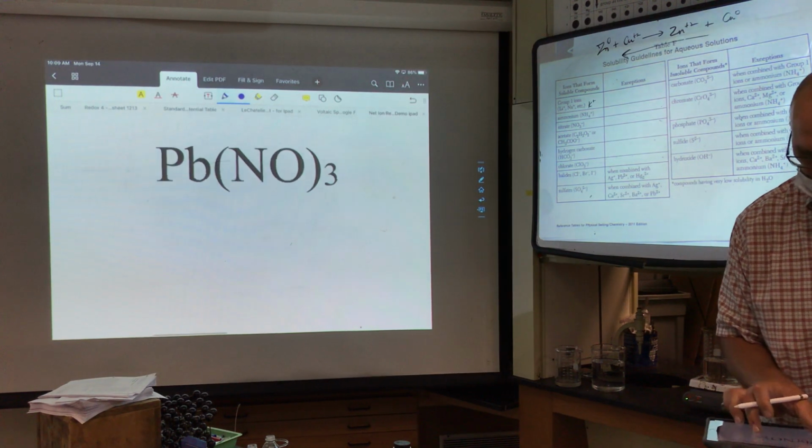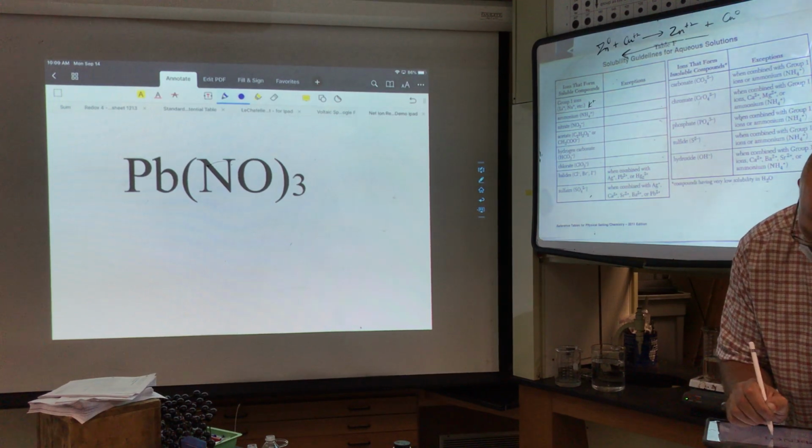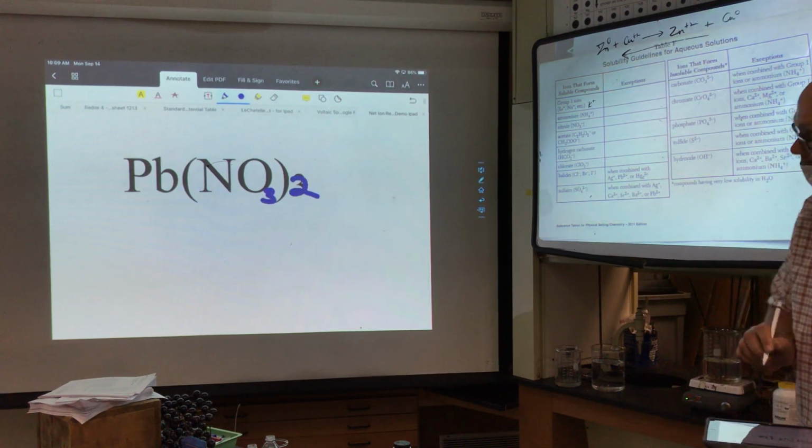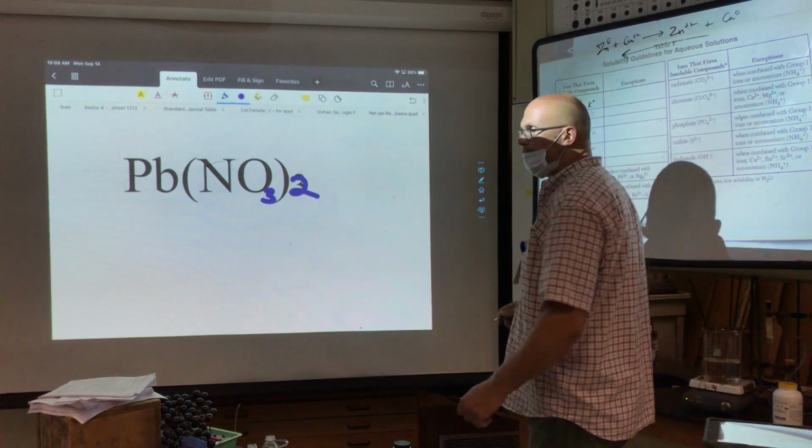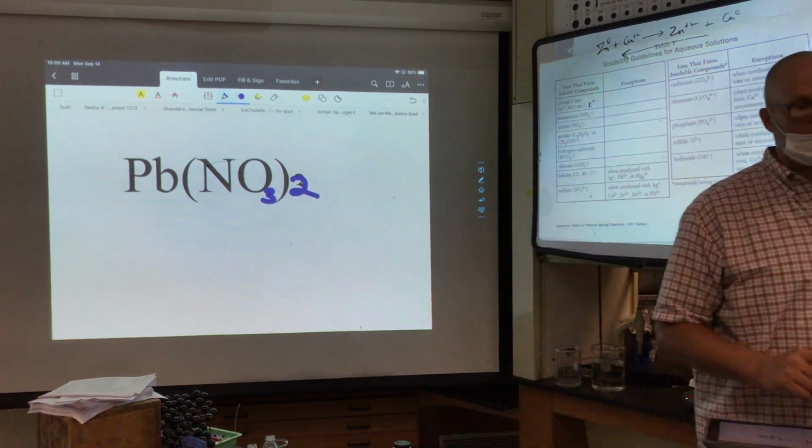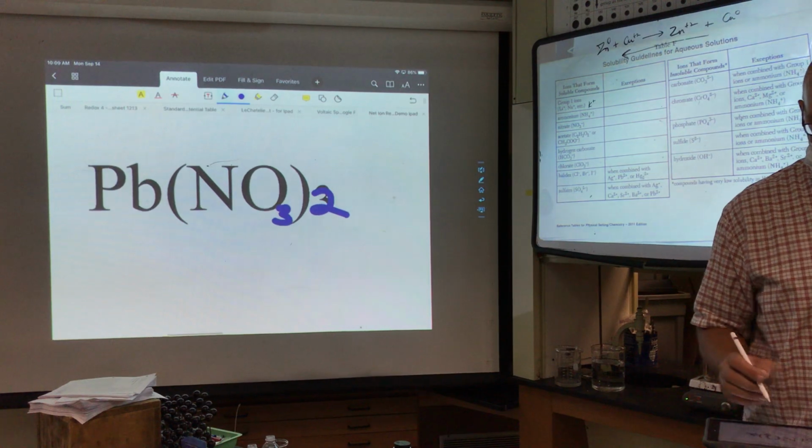Lead nitrate. This is written so wrong. This should be NO3. This should be a 2 here. My bad. I feel bad. That's how it is on ours. Is it? Okay. Anyway, nitrates.